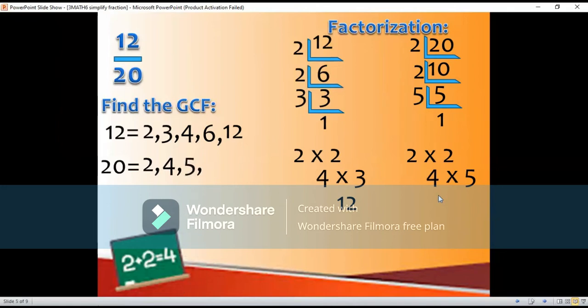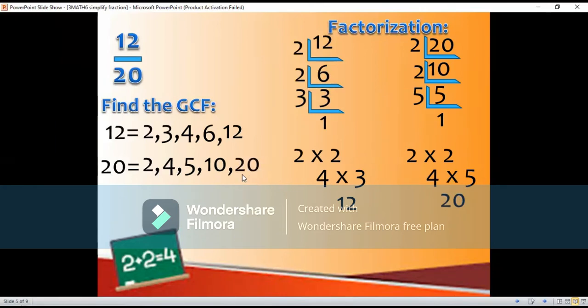Then after that, think about if 6 can be divided by 20. No, 7, 8, 9. And then the halfway of this 20 is 10. Let us write the halfway, 10. And then let us continue to multiply this one. 4 times 5 equals 20. Then let us write the 20.